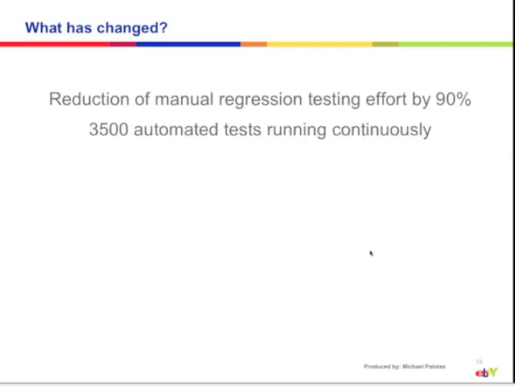About 3,500 automated tests running continuously in our system today. The execution time is 1 hour, down from a minimum of 5 hours, or actually, 5 days, if you try to run those 3,500 tests completely manually. You wouldn't even fit it into a release cycle of 2 weeks, right? So today we're down to 1 hour.